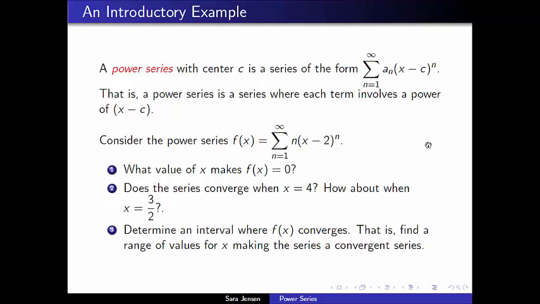The first question is, what value could I plug in for x that's going to make this whole series, and therefore this whole function, be equal to 0? For the second question, I want you to think about other values that we could plug in for x and think about what happens to the series in those two different cases. For example, what's going to happen when I plug 4 in for x?